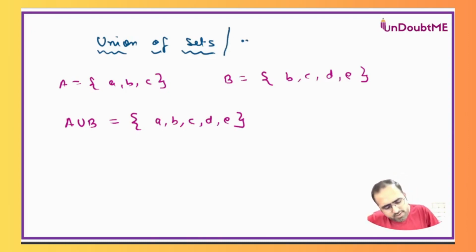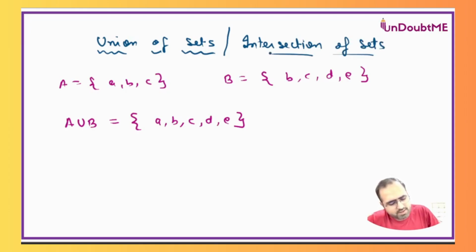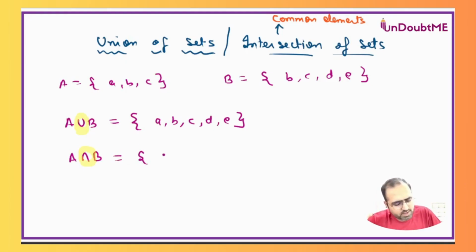When I talk about intersection, I will write it like this, A intersection B. These are all symbols. This is the symbol for union, and the opposite is the symbol for intersection. Intersection means common elements. So we will list down the common elements of A and B, and that will be B, C.